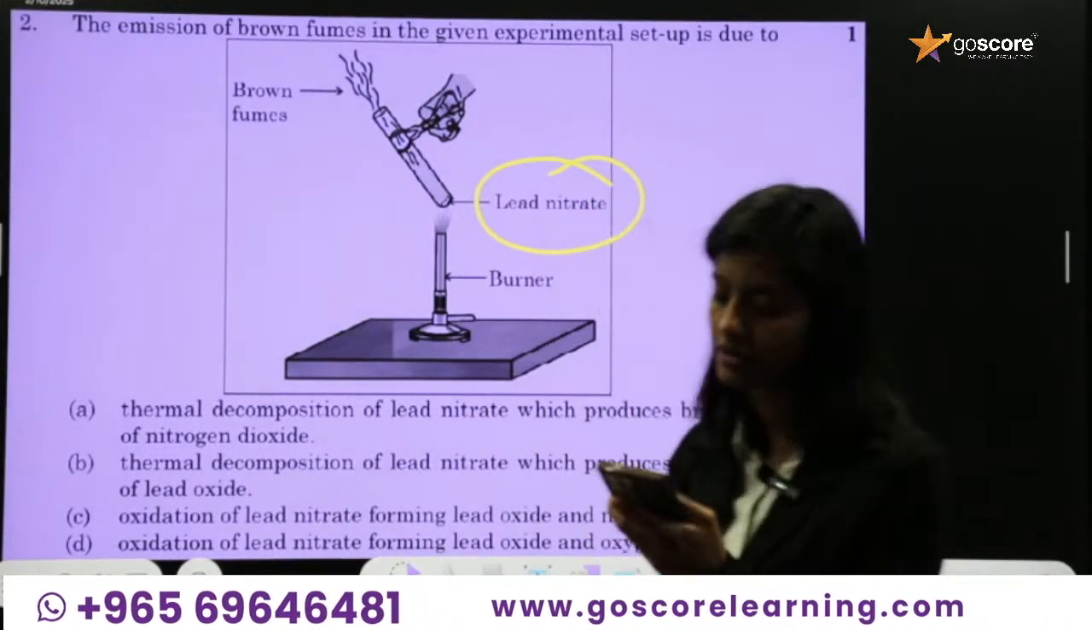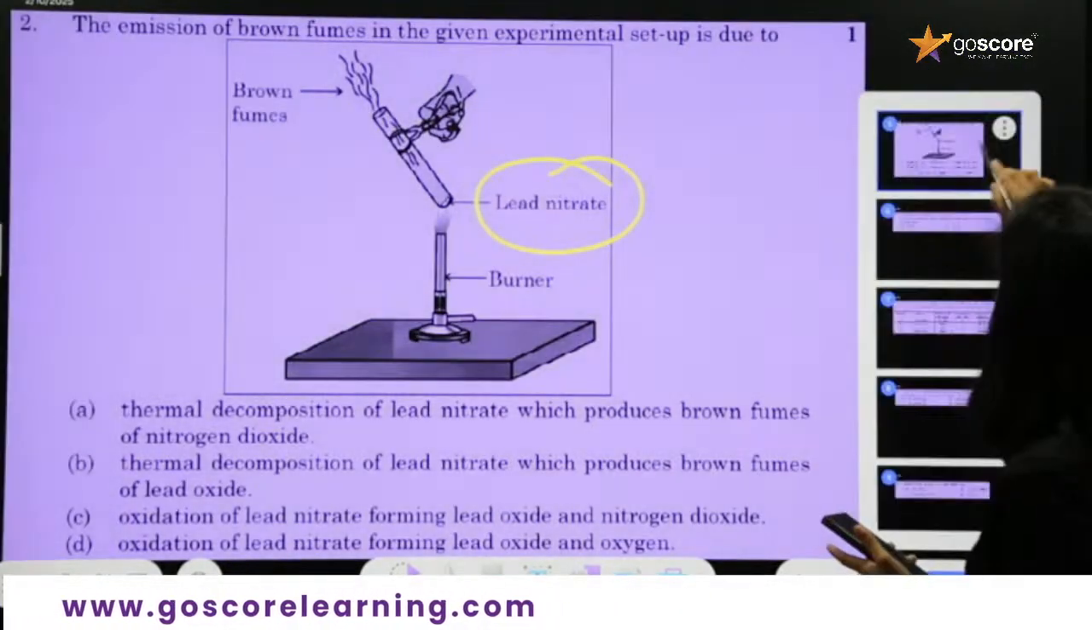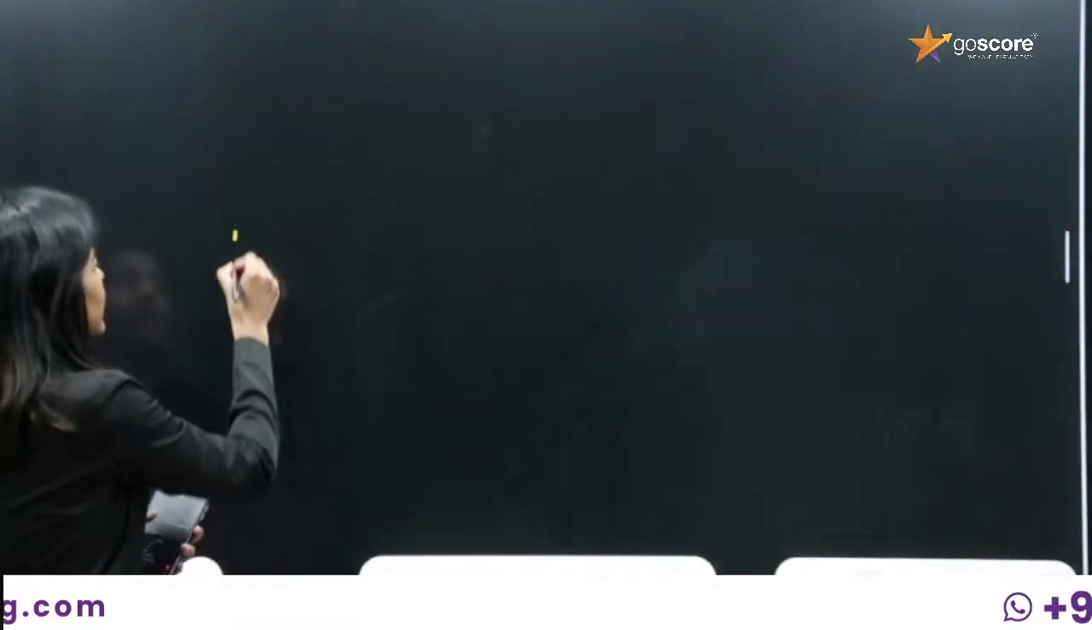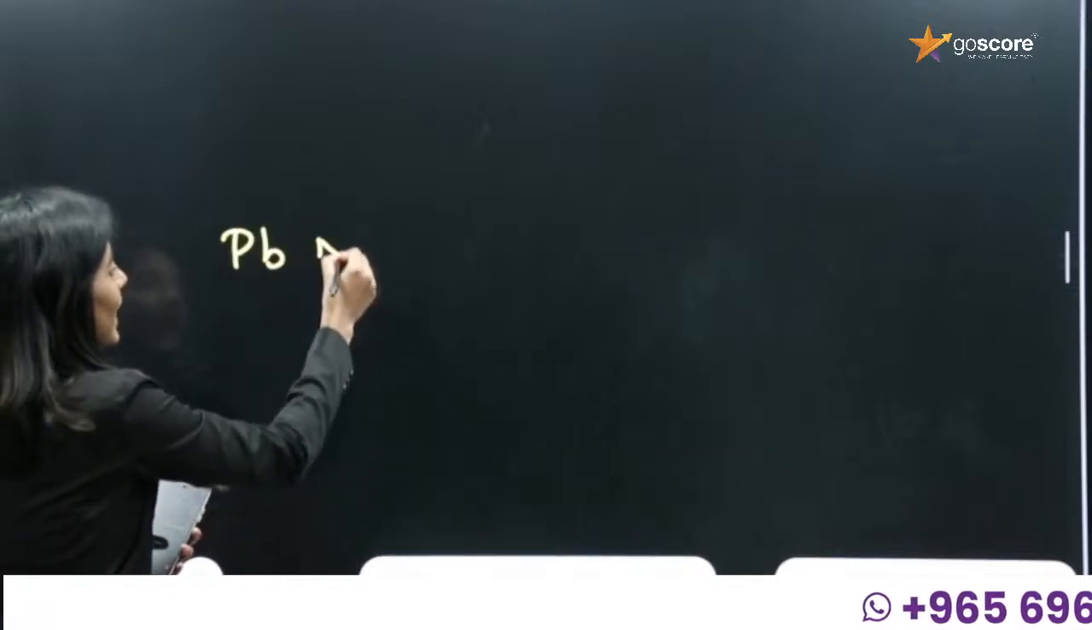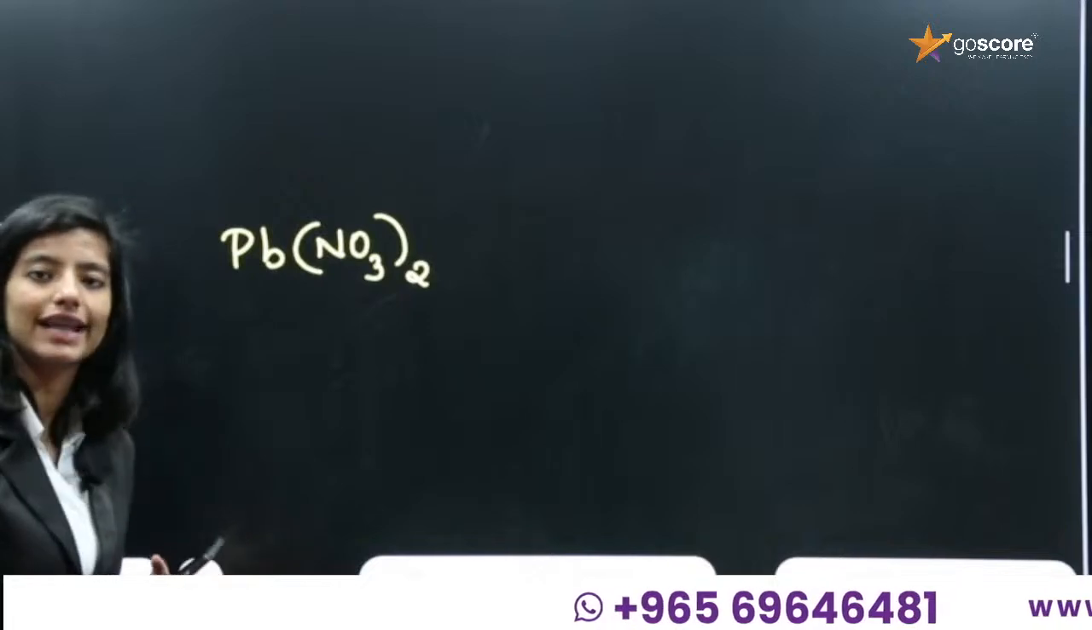I'm looking into the comment box. Give me a response. What is lead nitrate? What is the formula that you can give for the lead nitrate? Very good. That is Pb(NO3)2. Okay, Pb(NO3)2 is the lead nitrate.